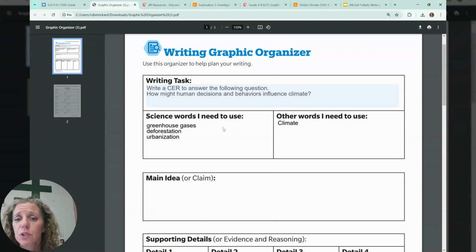They should be able to use words such as greenhouse gases, which they should know by now include carbon dioxide and methane, deforestation, and urbanization. Other words that they should be familiar using is climate.